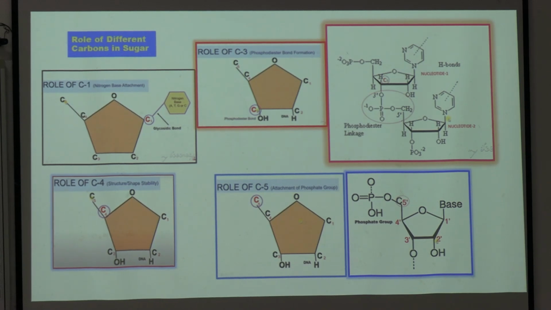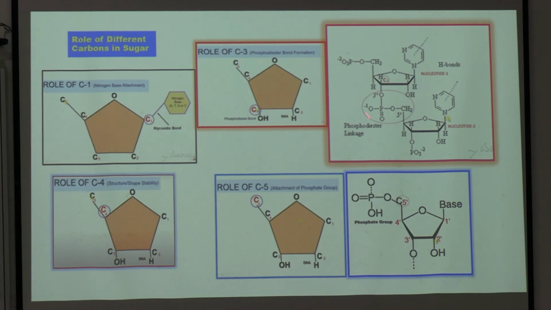So what are the roles of the different carbons in the sugar, the pentose sugar? The first carbon of ribose or deoxyribose is attached to the purine base or pyrimidine base. The second carbon differentiates deoxy and oxy. The third one is involved in the phosphodiester bond. The fourth one maintains the structural conformity. The structure is maintained by the fourth, and the fifth one is meant for phosphate group attachment.